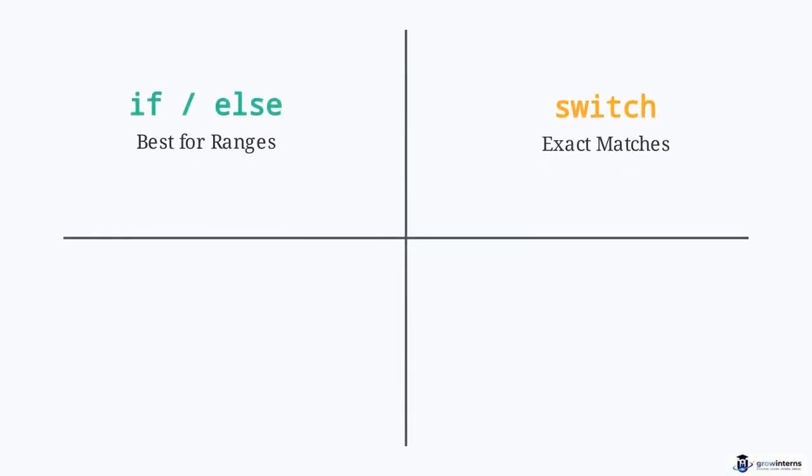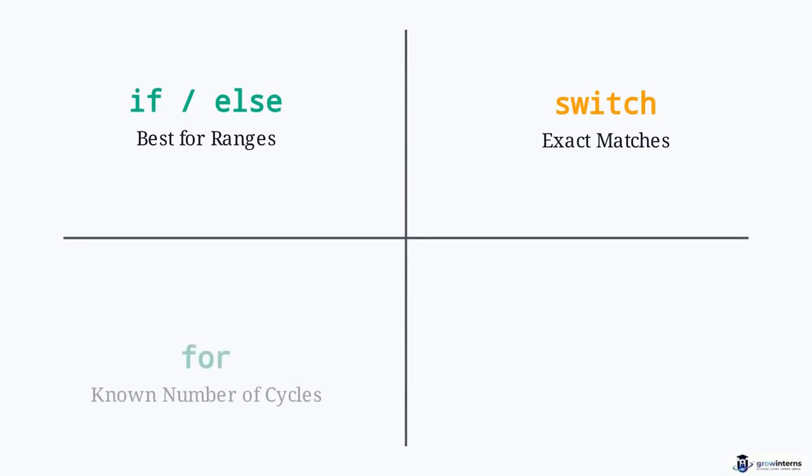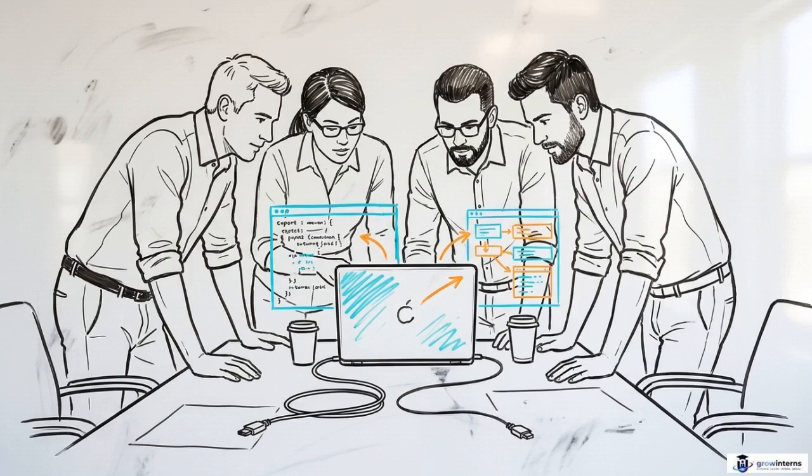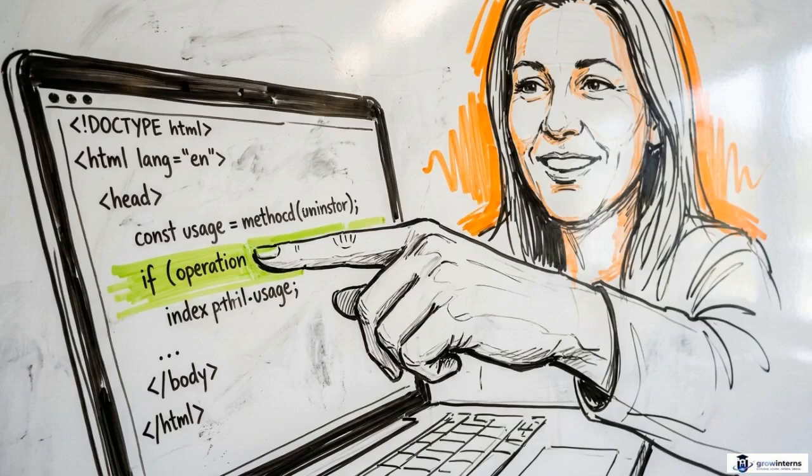Choosing the right tool depends on the data. Use if-else for ranges and switch for exact matches. For repetition, use for loops when the number of cycles is known, and while loops when waiting for a specific event. By using these structures, you build software that can evaluate information and change its behavior based on the specific scenario it encounters.